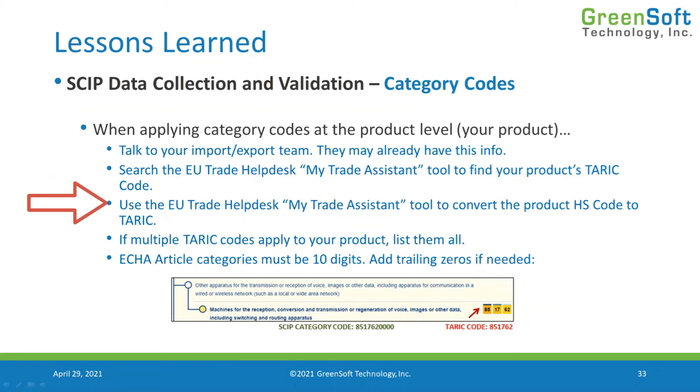Or if you don't have the HS code, it can provide you a drill down in an outline form where you can drill down and find your product based on description, and it will give you the TARIC code. Now, if you find multiple TARIC codes apply to your product, list them all. One thing to keep in mind is that article categories are always 10 digits, but TARIC codes are not. So you can see in the example here that the TARIC code for this product is 851762. But when I enter that as a SCIP category code, that becomes 8517620000. So I add those trailing zeros because the TARIC code system has variable length, but the SCIP category code is always 10 digits.